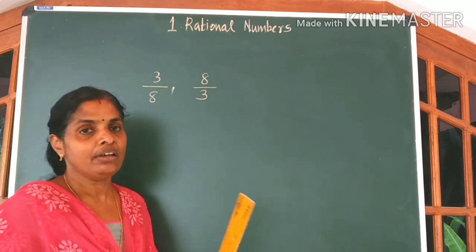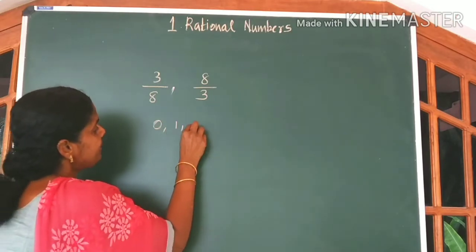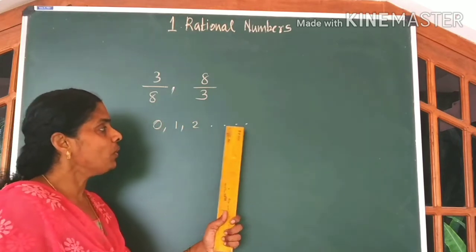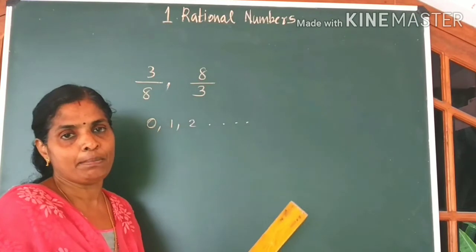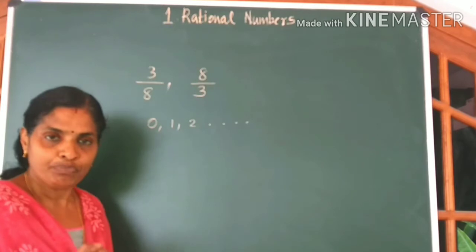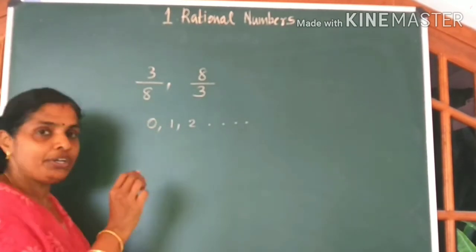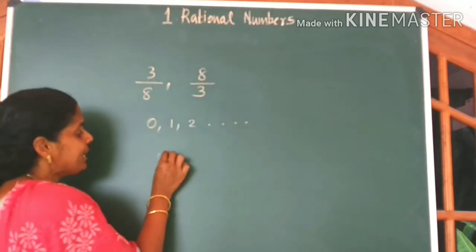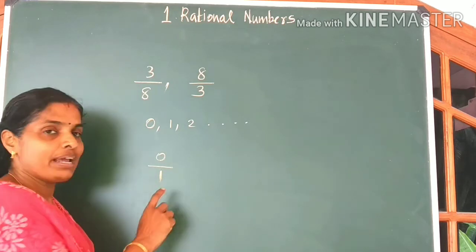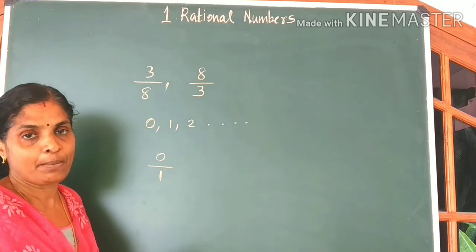Do you understand? When we say whole numbers, we mean 0, 1, 2, 3, etc. Okay, we can call these whole numbers to be rational numbers. Why do we call whole numbers as rational numbers? Because 0 can be written as a fraction. If you want to write 0 as a fraction, you can write it as 0 by 1. Isn't it? So, 0 by 1 is a fraction, or you can call it as a rational number.